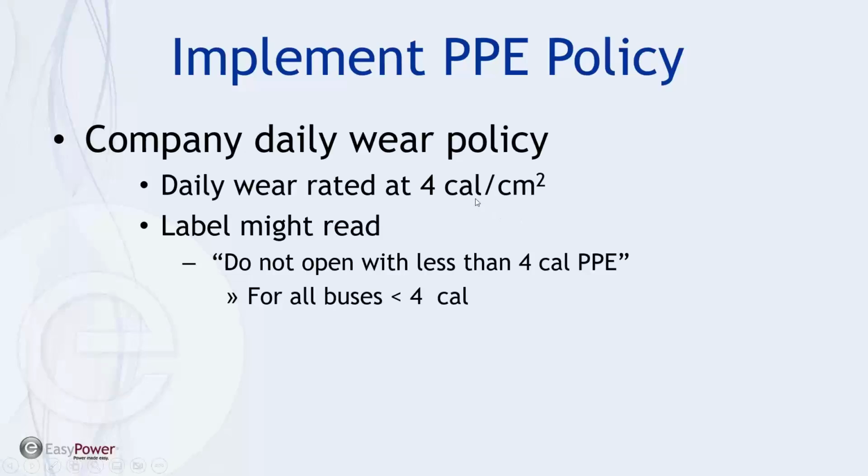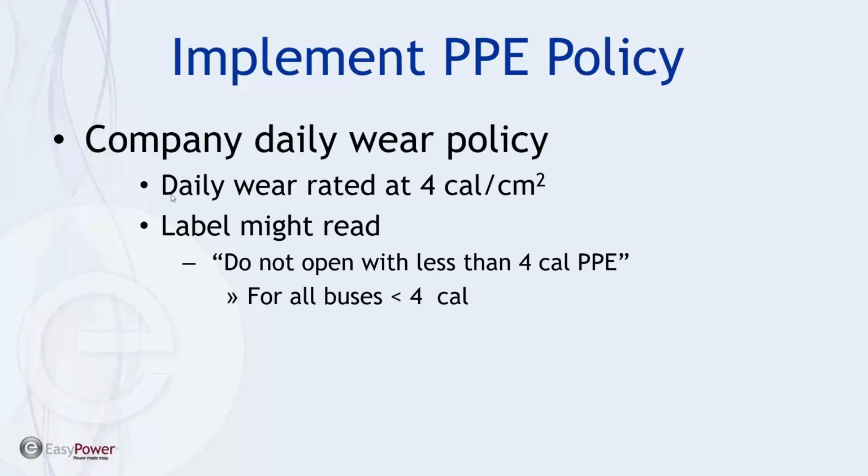Okay, another possibility is I want to implement a PPE policy. Let's say the company says I want my qualified people to all be using daily wear of 4 calories. And so rather than show anything below 4 calories on a label, I might put down do not open with less than 4 calorie PPE for all, and have that a condition for all buses less than 4 calories. Again, what we're trying to do is to disseminate information that's not confusing, and the company can train to that policy as they want. So that ends up being fairly straightforward.